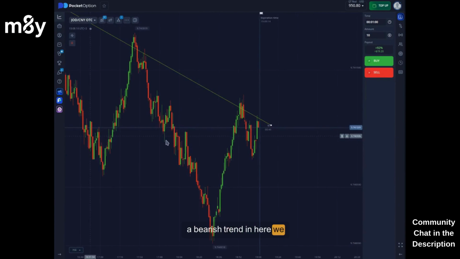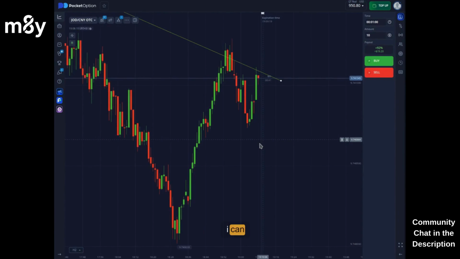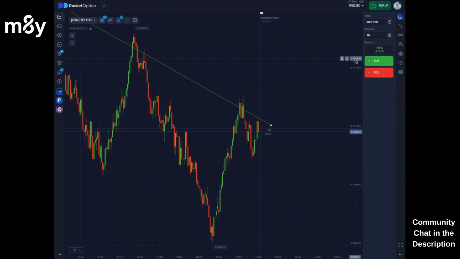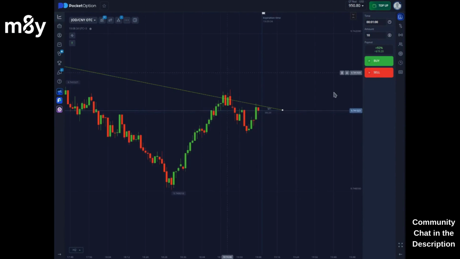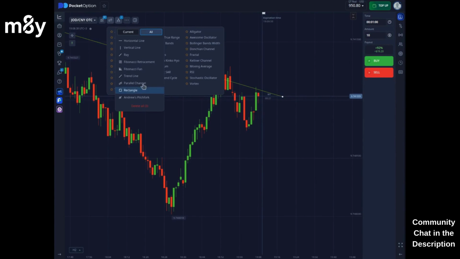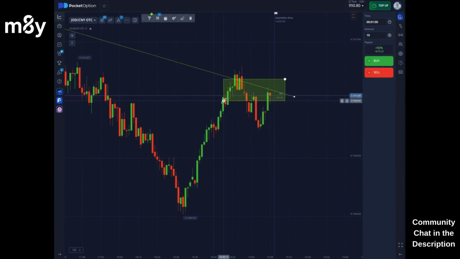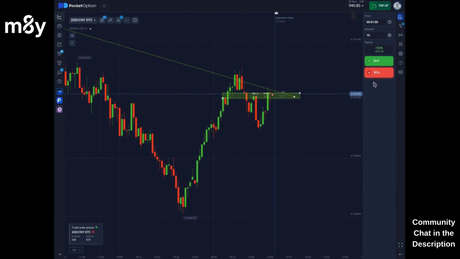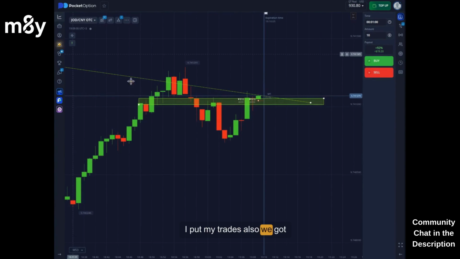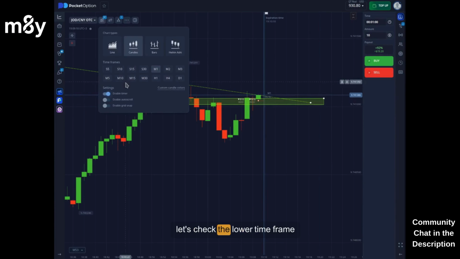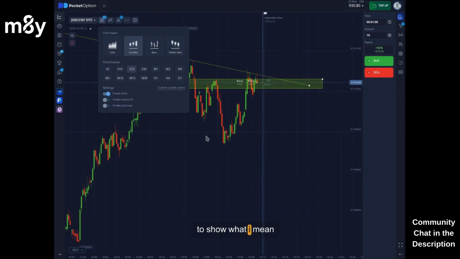We have a bearish trend in here. We touched the zone and we have a red candle. I can open a sell trade in here. I opened my trade. Also, we got one coin. Now, let's check the lower time frame to show what I mean.